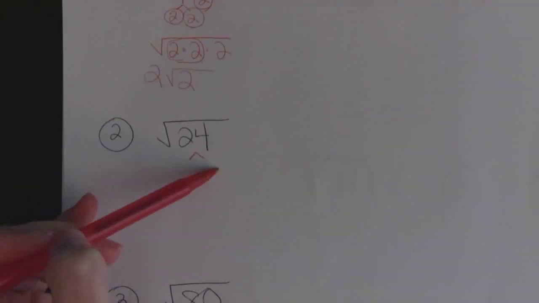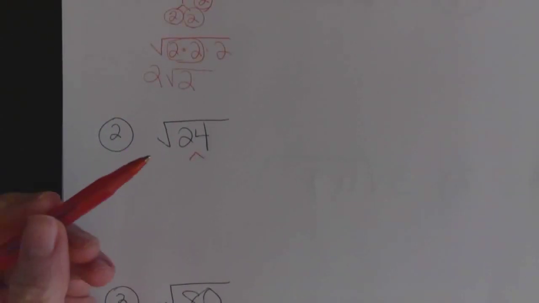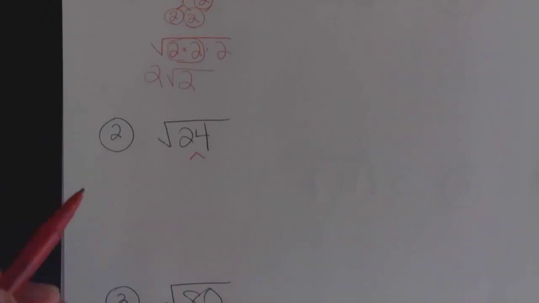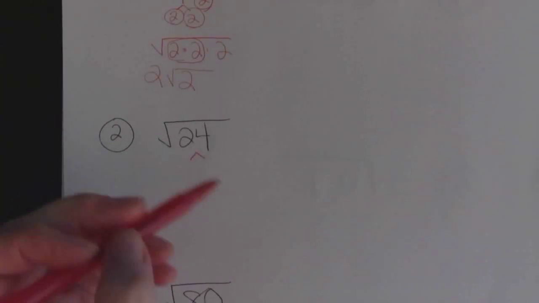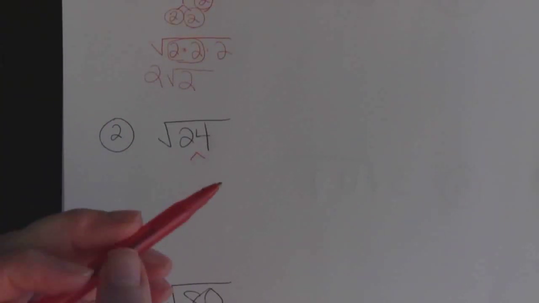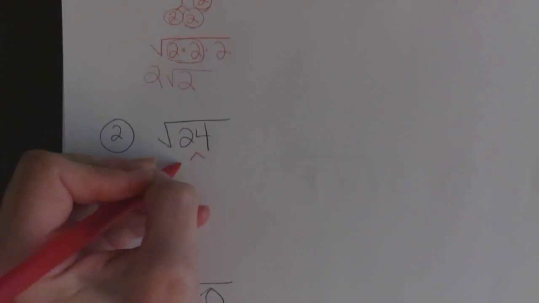So we start with what times what makes 24. Now, we have options. We could do 12 times 2. We could do 6 times 4. We could do 8 times 3. No matter what you pick, everybody, you'll end up at the same place, because no matter which direction you choose to start in, eventually it will break down to the exact same prime factors.